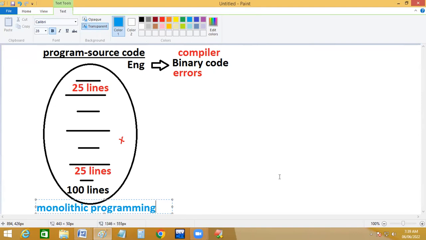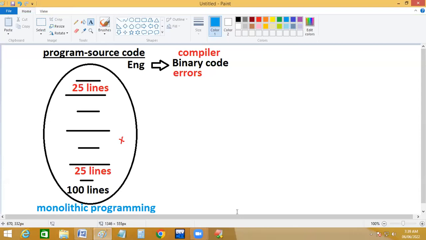Before C, the languages are following this structure. What is that structure name? Monolithic programming. In monolithic programming, how many programs are they going to write? Only one. And what are the problems? Monolithic programming problems are what? First one, it is going to be a big one. Second one, finding errors is very difficult, and it takes more memory. Performance is low, and there is no reusability. Then how this problem is solved, in later sessions.